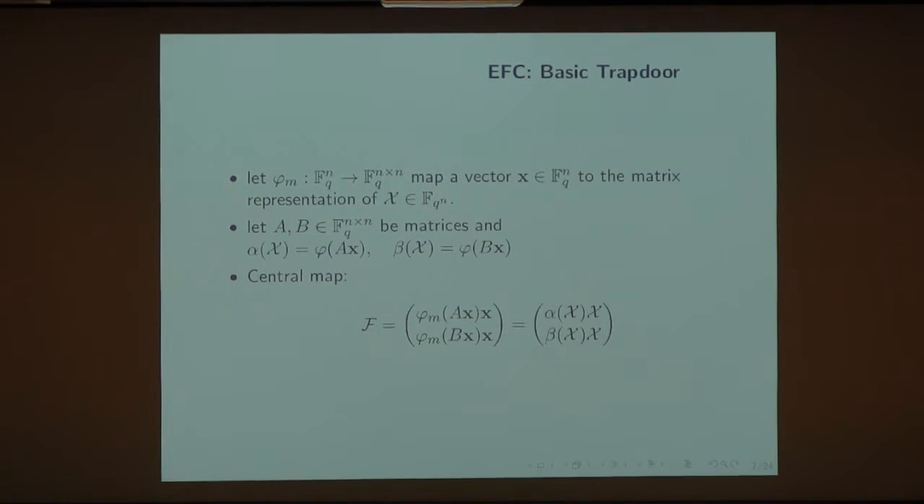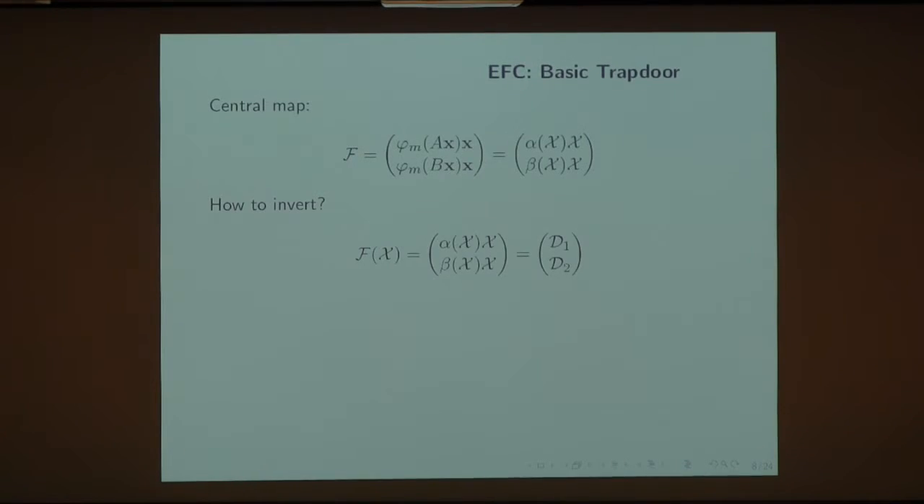So then the central map is really, really simple. It's alpha of x times x in the first component and beta of x times x in the second component. That's the description over the extension field. Over the base field, we have this matrix times vector multiplication.